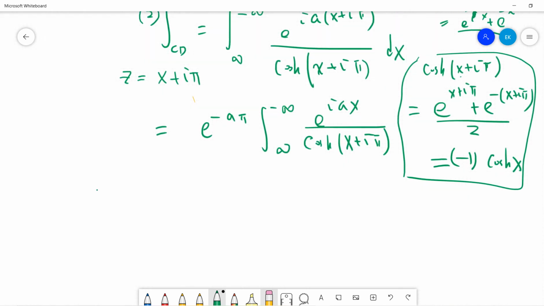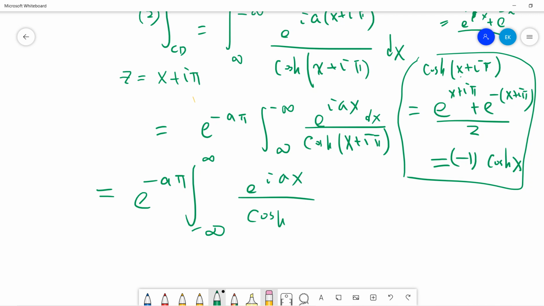So this term is basically exponential negative a pi. So there is a minus term here, right? So I can use this negative term to flip this integration. So I get this, dx over cosh x.